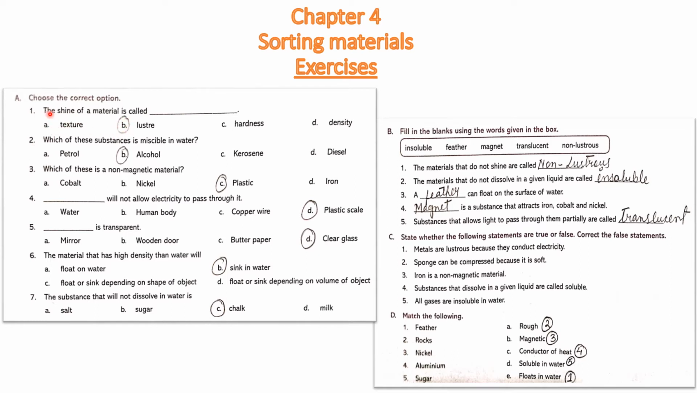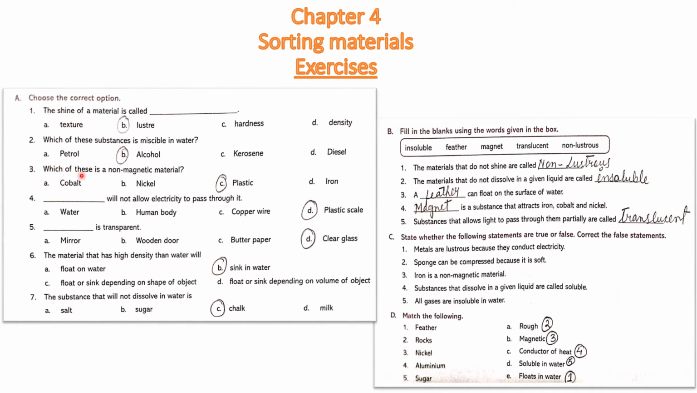First one you see, the shine of a material is called luster. Now you give a tick or circle it on luster. Second one you see, which of these substances is miscible in water? Petrol, alcohol, kerosene or diesel. So which one? It will be alcohol, as alcohol mixes or is miscible in water.